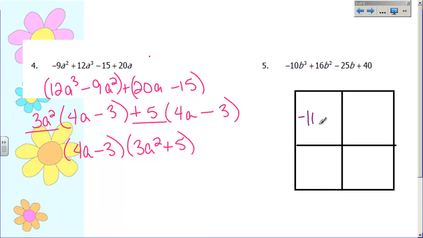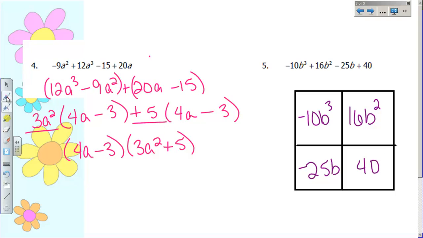So I have negative 10b to the third, 16b squared, minus 25b plus 40. And I'm going to factor just like before. So the greatest common factor for this row right here, for 10b to the third and 16b squared, is going to be 2b squared. The greatest common factor here for 25b and 40 is going to be 5.